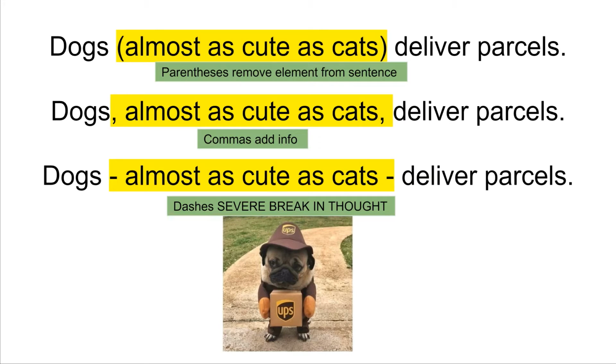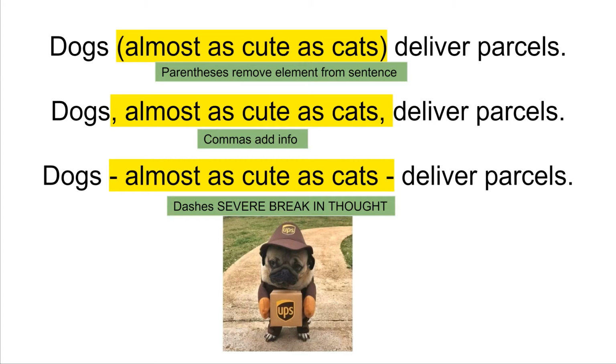And then dashes represent a severe break in thought. You'll see that more often creatively. Every once in a while you'll see it in a regular piece, but it's not as common. The key thing to remember, especially if you're taking like an SAT or something, is that you don't want to mix up the comma with the dash. They always come in pairs. It's going to be dash, information, dash, comma, information, comma, etc.